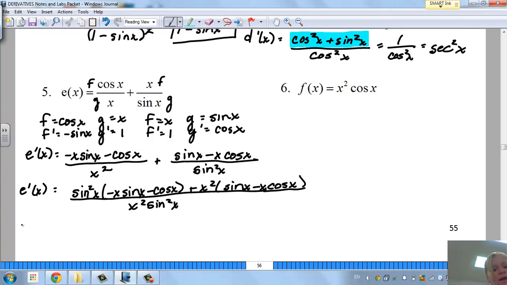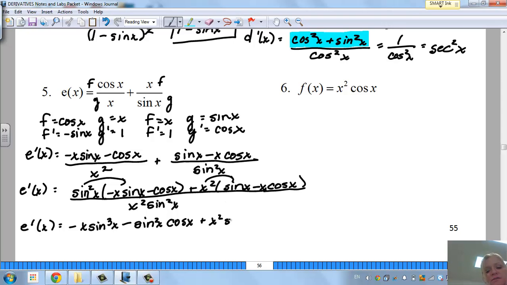Okay, now let's see what we end up with if we can make this look a little simpler. So this right here, I'm going to multiply this by this. So I have negative x sine cubed x minus sine squared x cosine x plus x squared sine x minus x cubed cosine x. And this is all going to be over x squared sine squared x.